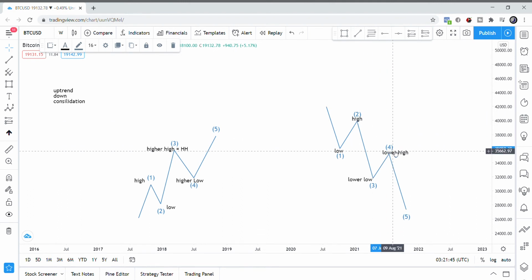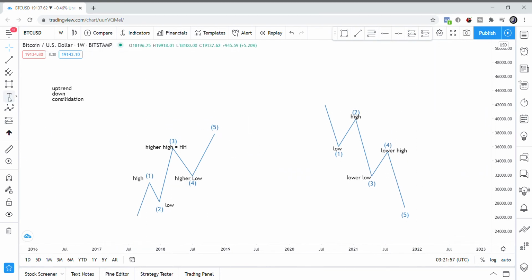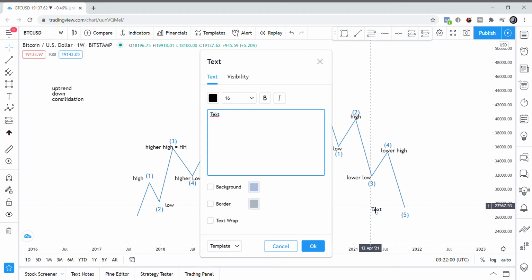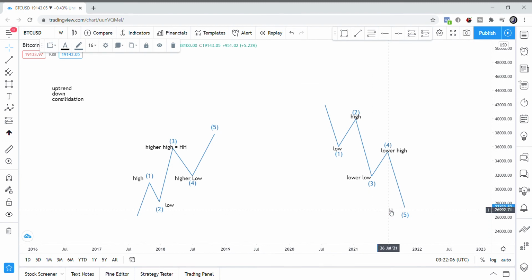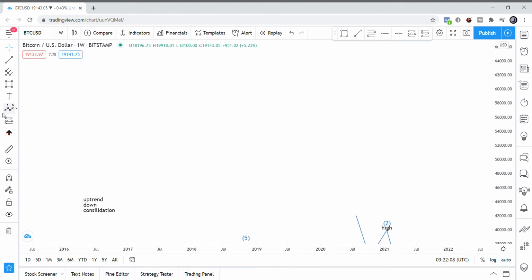So this high is lower than this high. Same here. This high is not as high as this high. This high is way much higher than this high. Right? And then, of course, number 5 is again an LL, lower low. Very simple, guys. Now, what is consolidation?